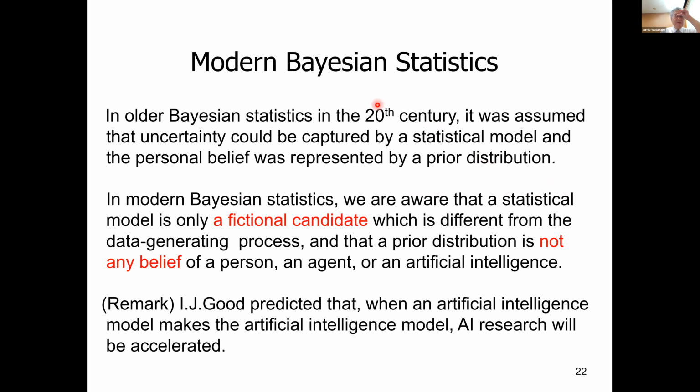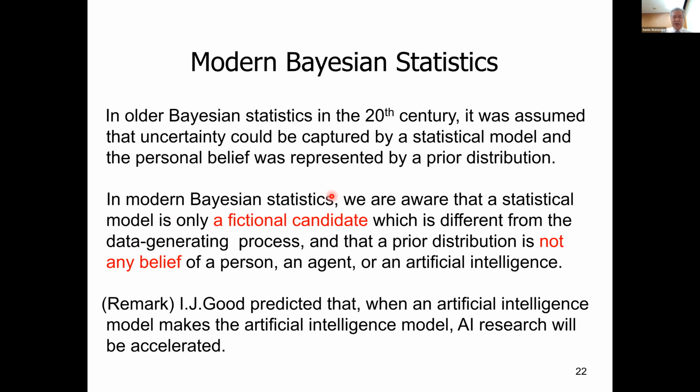So let me now go on to the side point, singularity and learning process. I think you know Bayesian statistics. In the 20th century, it was assumed that uncertainty can be captured by a statistical model, and the personal belief was represented by a prior distribution. This is the old treatment of Bayesian statistics.